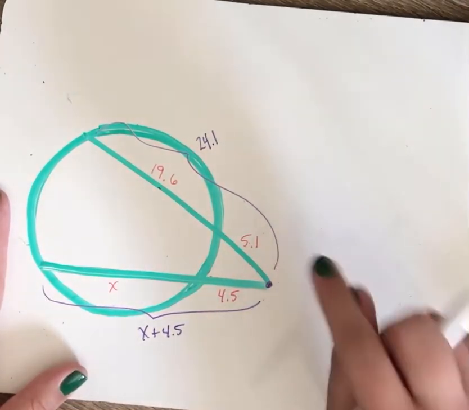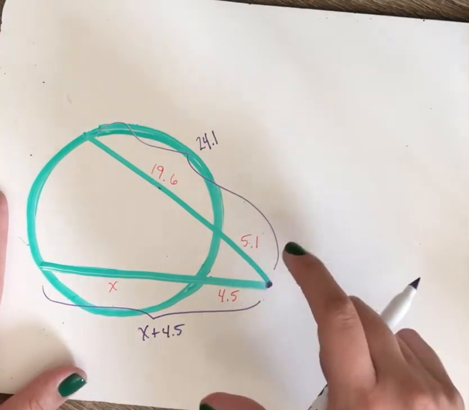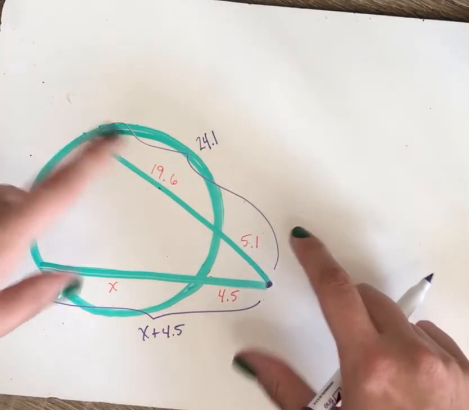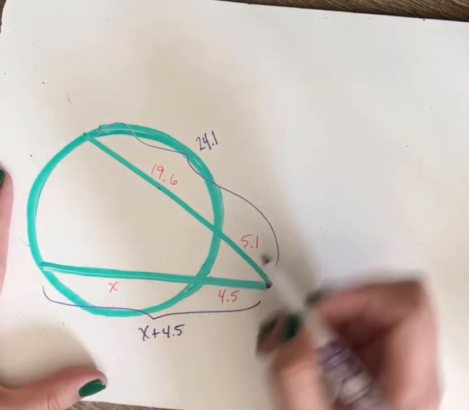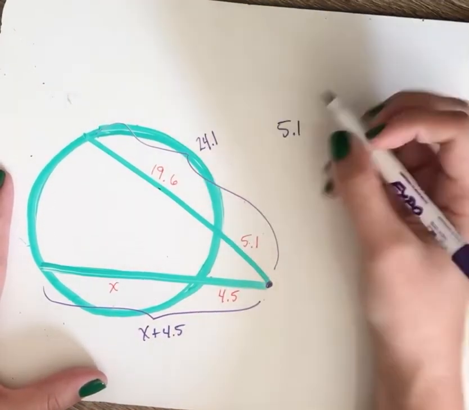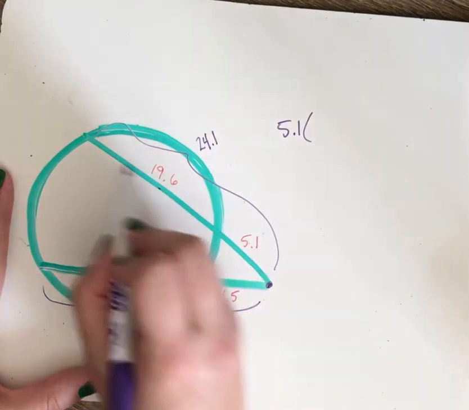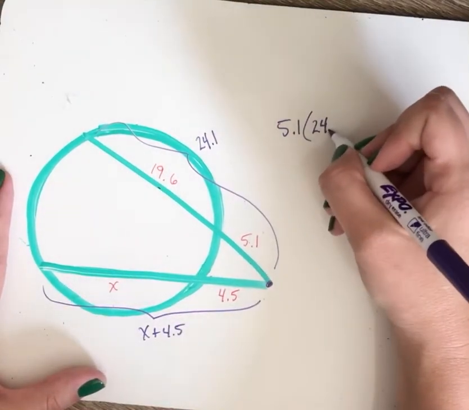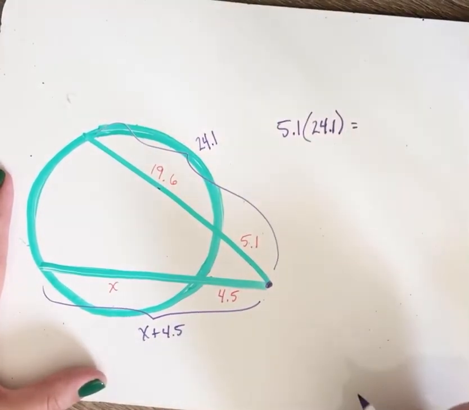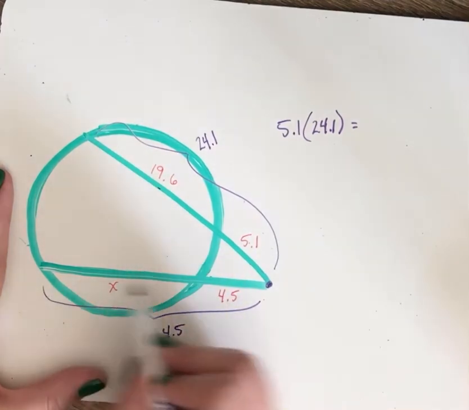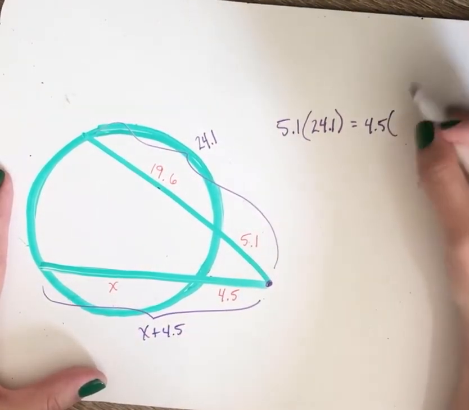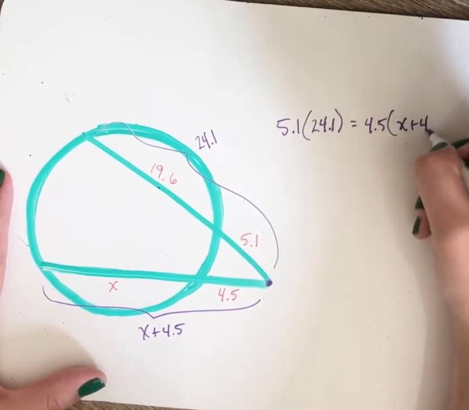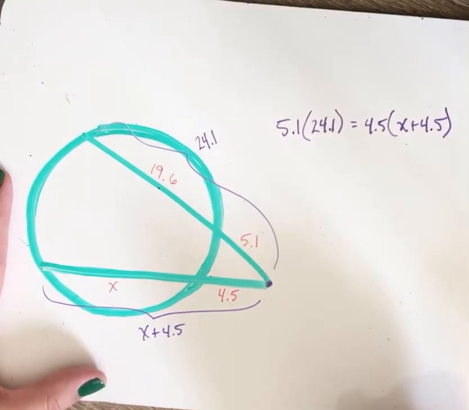So I'm going to take both of those secants, that process of outer times entire, and set it equal to each other. So the outside of the first secant, 5.1, multiply that by the entire secant, which is 24.1. Then do the same thing with the other secant, the one at the bottom. So 4.5 times x plus 4.5.